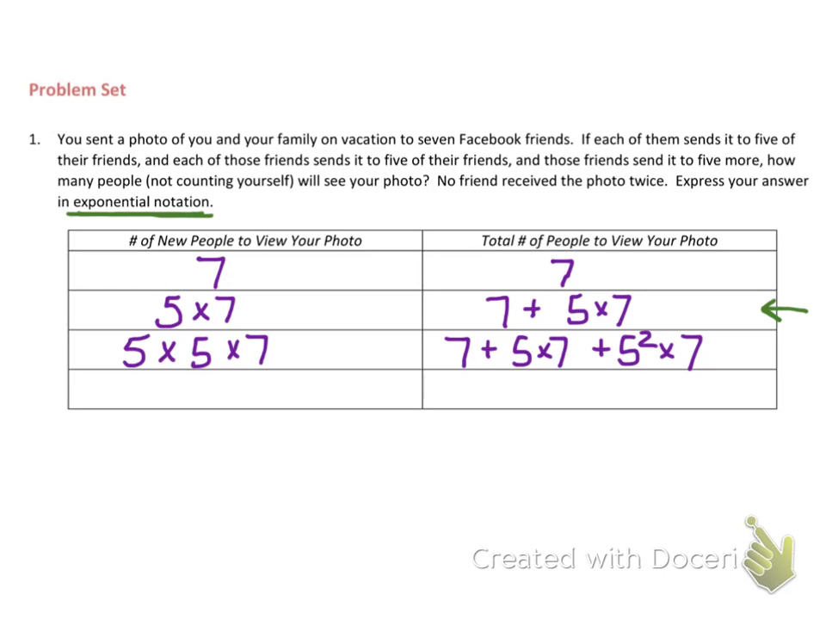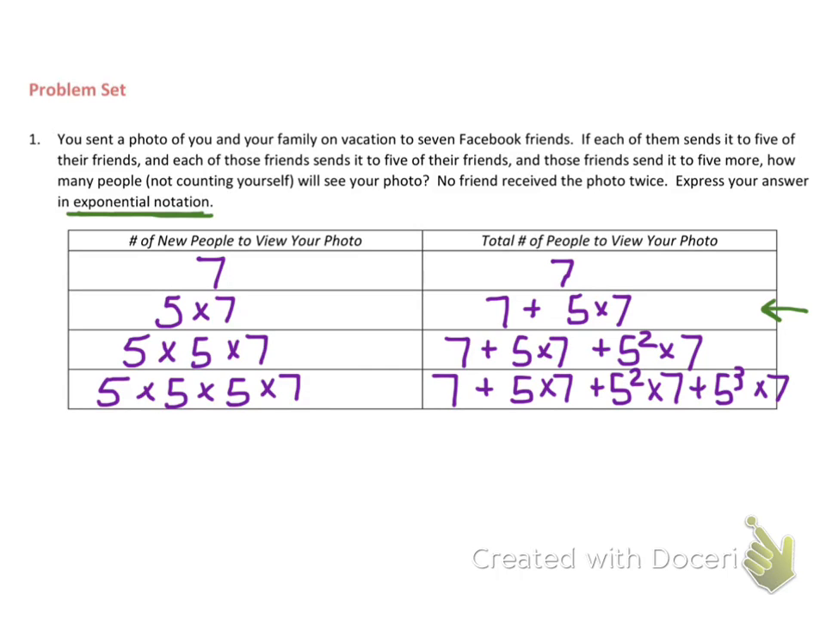So in the next round, we've got 5 times the 5 times 7. So the number of new people who saw it here was that. They sent it on to 5 of their friends each. So that's really 5 times 35 here, right? Or 5 times 5 times 7. And that's what we added to the expression right over here. The 5 squared times 7. The 5 times 5.